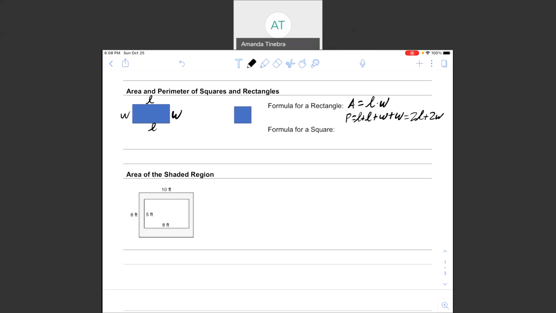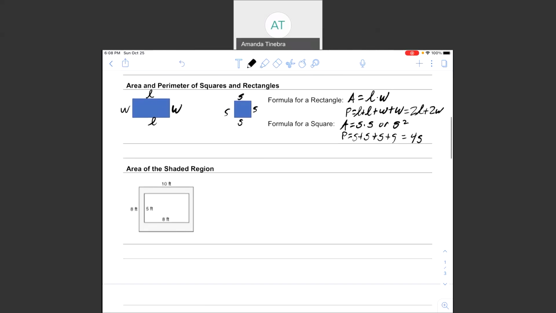For a square, all sides are the exact same length. So our area is just the side times itself, or the side squared. The perimeter is the side added 4 times, or 4 times the length of a side. Okay? All of this is review.